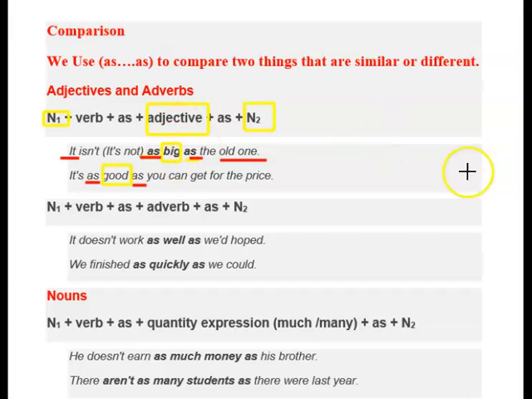Okay, now the same thing for the adverb. You notice that the same thing for the adverb here with well or quickly. One thing about the meaning when we use as. Now, if they are the same, we use an affirmative sentence. إذا كانت متشابهة. They are similar. If they are similar, okay, we use an affirmative sentence. Okay, if they are different, okay, we use a negative one.